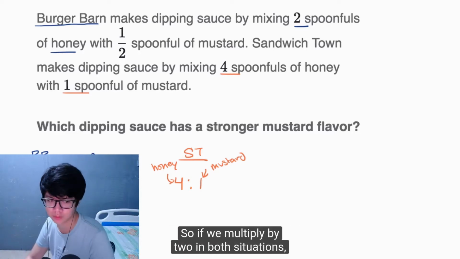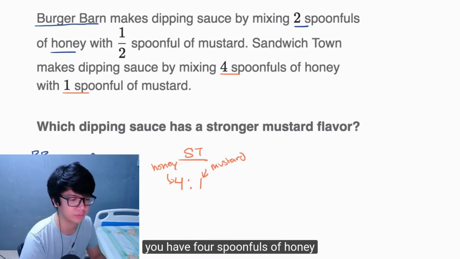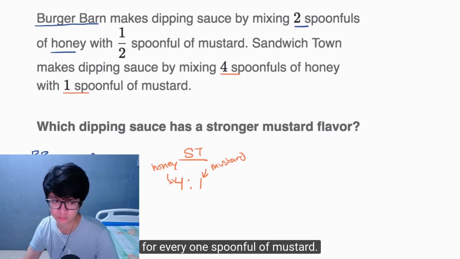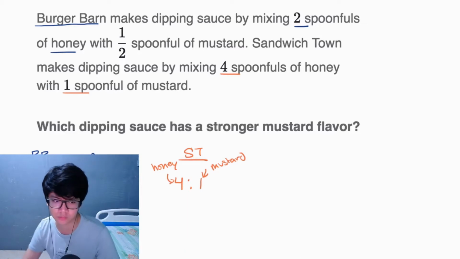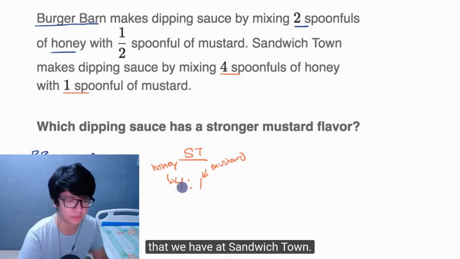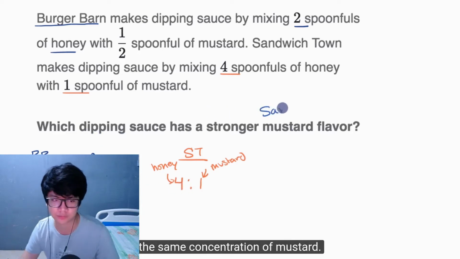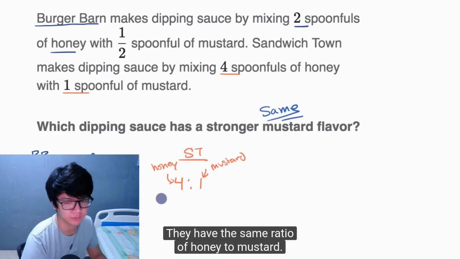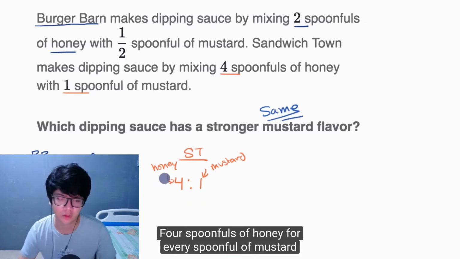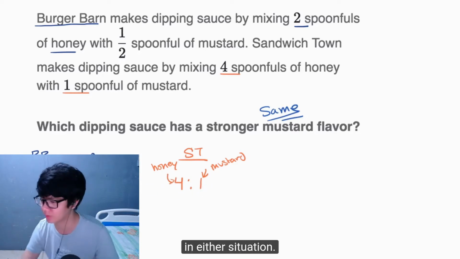If we multiply by 2 in both situations, you have 4 spoonfuls of honey for every 1 spoonful of mustard. Well, that's the exact same ratio that we have at Sandwich Town. So it actually turns out that they have the same concentration of mustard, the same ratio of honey to mustard: 4 spoonfuls of honey for every spoonful of mustard in either situation.